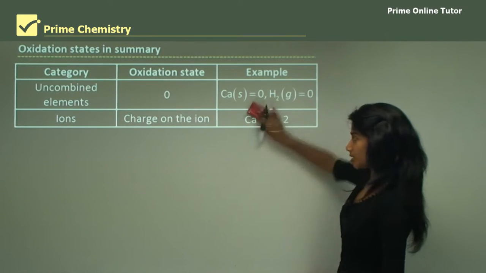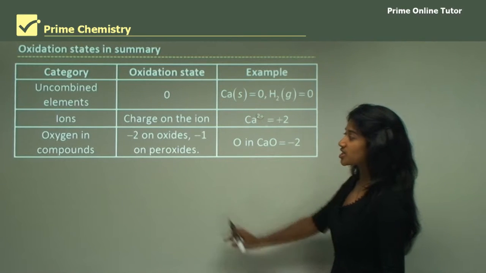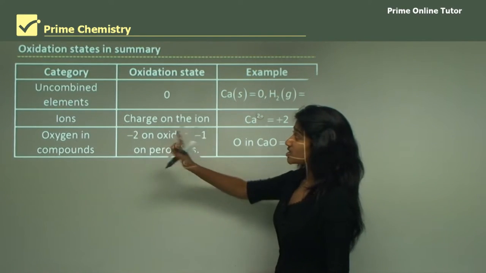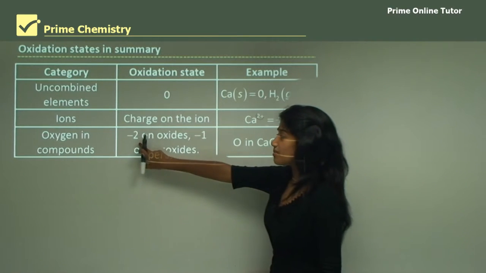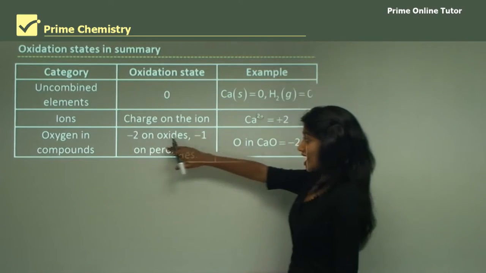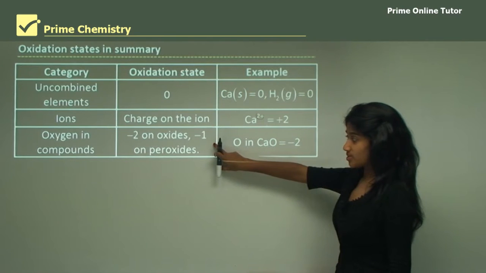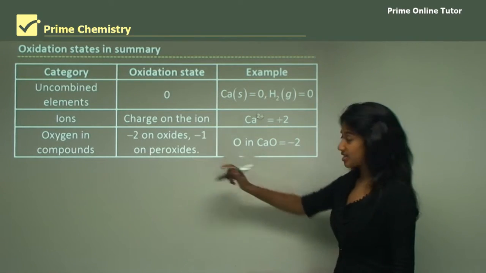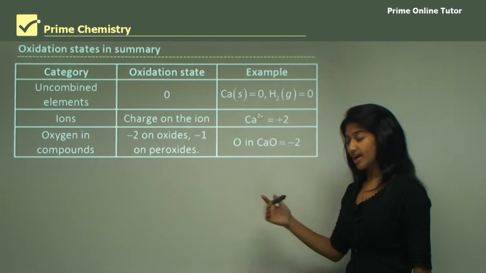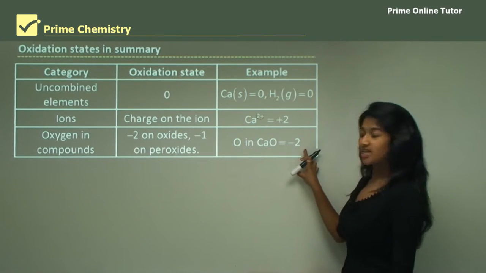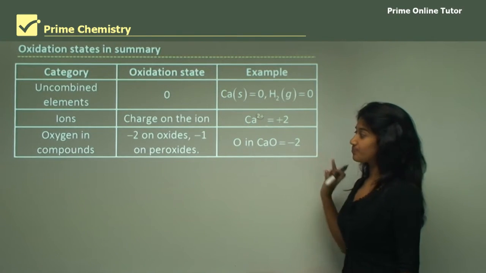The third one we looked at was oxygen in compounds. Oxygen in compounds has 2 different oxidation states. It could either be -2 as in oxides, or -1 as in peroxides. So O in calcium oxide, which is an oxide, has an oxidation state of -2.